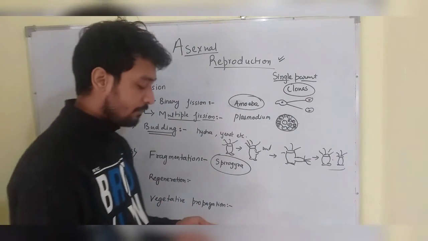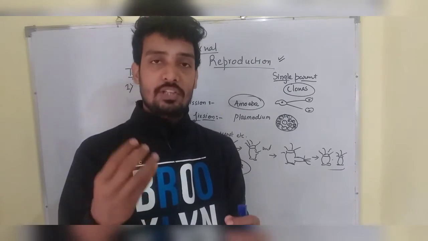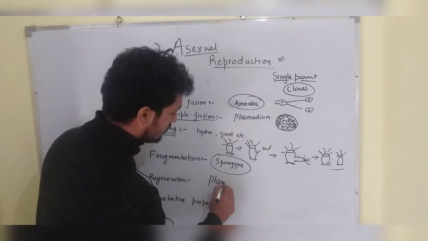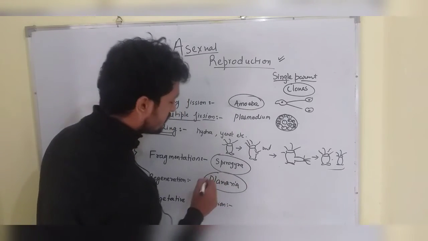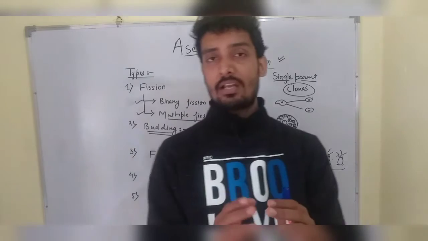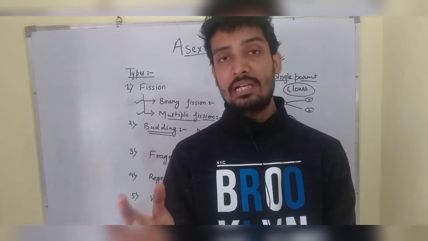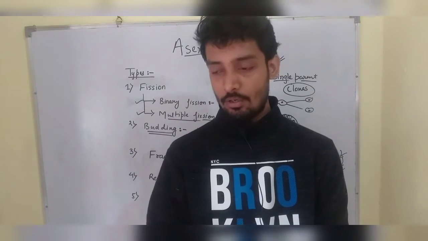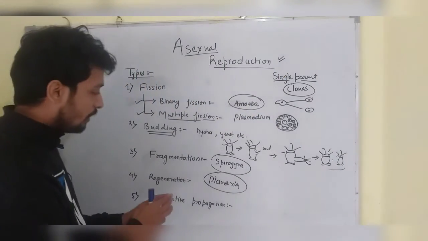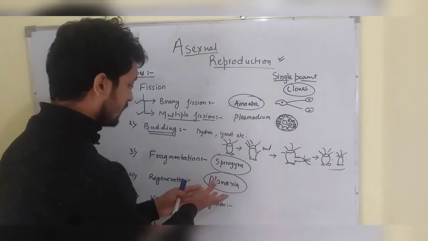Now in regeneration, some organisms are able to generate the lost part of their body, like planaria, and this process is called regeneration. What is regeneration? The process in which the organism is able to develop the lost part of the body. Maybe in the process of predation, they may have lost a part of the body. So this is called regeneration, and it can happen as in the case of planaria.